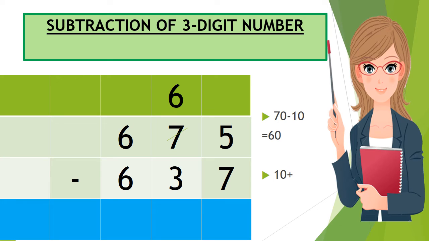And when we add this 10 to the 5 it will become 15. So we will cut 5 and at ones we will write 15. So from 15 when we subtract 7 we will get 8. From 6 when we subtract 3 we will get 3, and from 6 when we subtract 6 we will get 0. So the answer is 38 after subtraction.